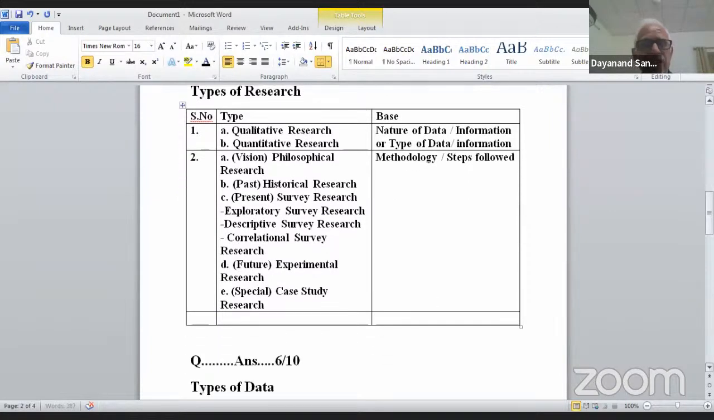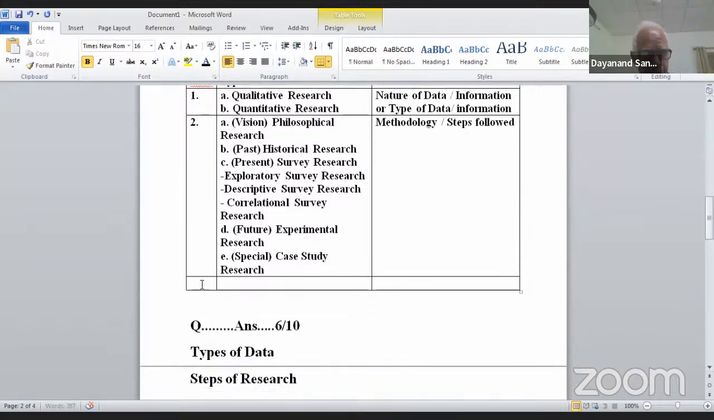And the last is that it can be a basic research, or it is called fundamental research, or it is called theoretical research.